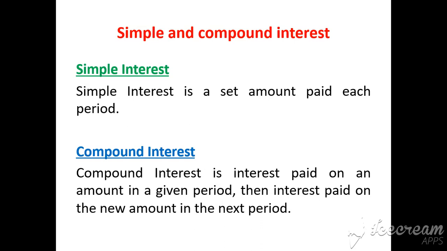Compound interest. Compound interest is interest that is paid on an amount in a given period and then interest paid on the new amount in the next period. So say you get given a set amount in the first month of interest, then in the next month you'll be getting a different amount because you'll have a new amount of money in there.